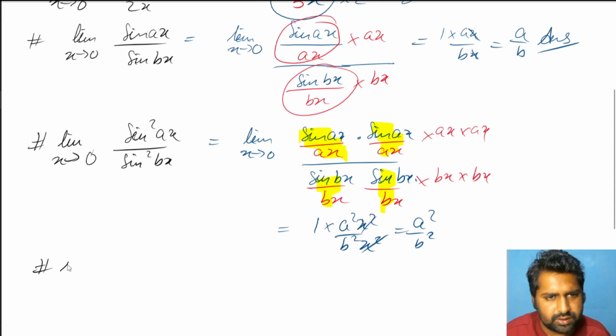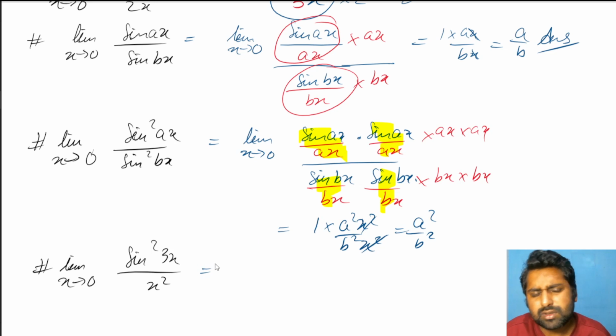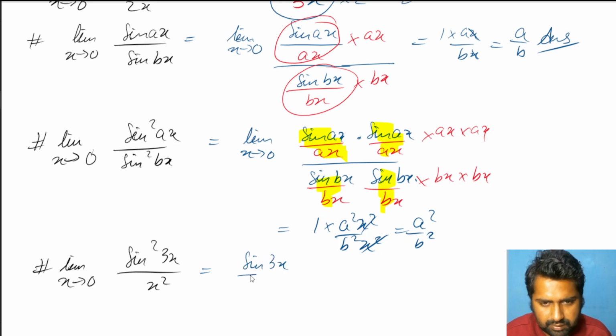Another simple question in terms of numbers. Limit x tends to 0, sine square 3x upon x square. So what you can do this time is you can write it 2 times also, but I'll just do it in a different way, because what if you get sine raised to power 10? Then you don't write 10 times. Rather you rewrite this as sine 3x by x, and limit x tends to 0.